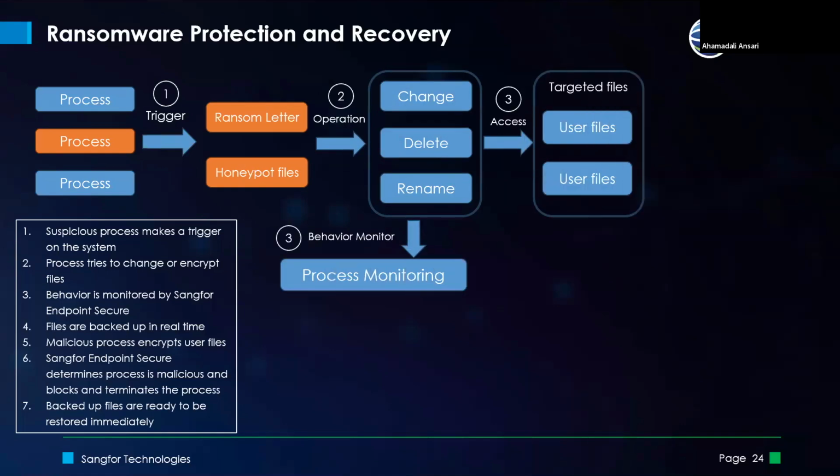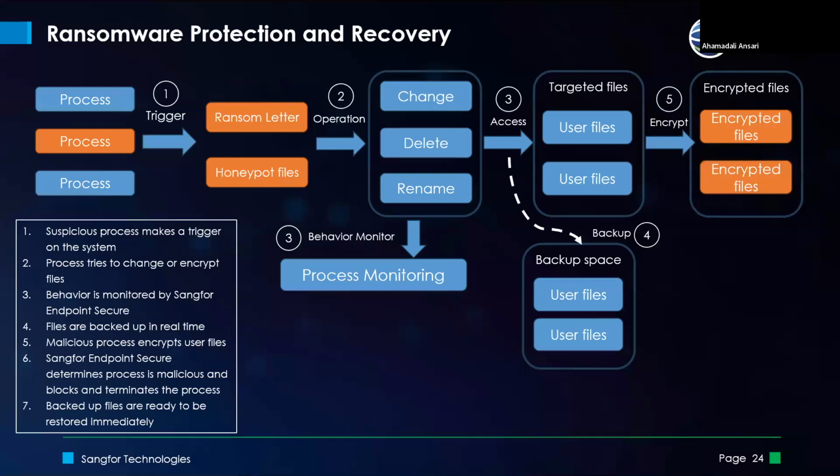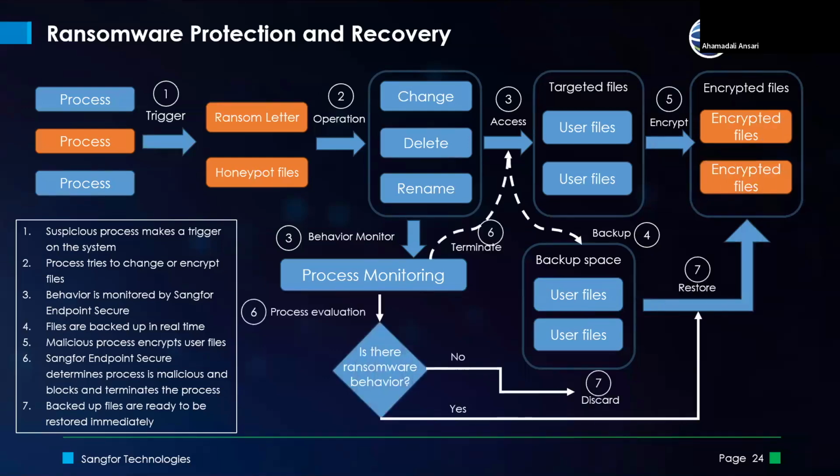In case file changes, file deletions, or file modifications are happening during the same period, the process monitor will also start running. While the process monitoring is happening, we also try to take backups of the files. And once the malicious process tries to encrypt a file, Sangfor Endpoint can detect and terminate the process. With that, we also make sure that whatever files are backed up are ready to restore once the file modifications are done.